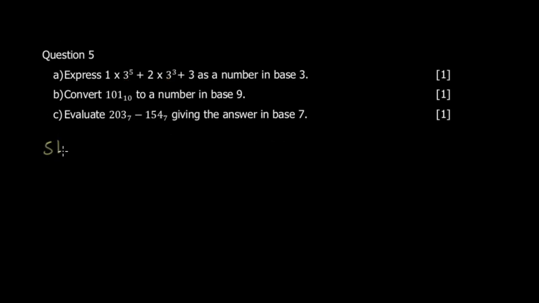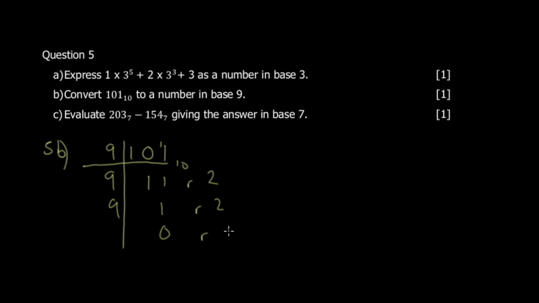Let's quickly move to question 5b. Convert this to a number in base 9. So we have 101 base 10. So you use your T diagram. So it'd be 9, whatever base you want to convert to. So 9 into 10, that's 1 remainder 1. 9 into 11, that's 1 remainder 2. 9 into 11, that's 1 remainder 2 again. 9 into 1, that's 0 remainder 1. Then you take your numbers going from top to bottom. So it'd be 122 base 9, like this, and you're done.